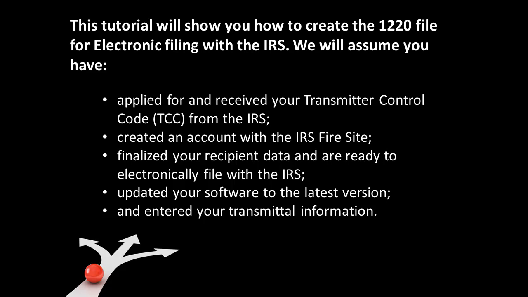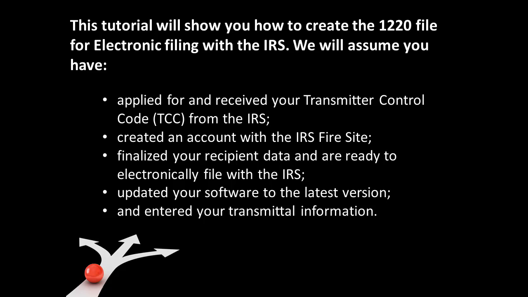For the purpose of this tutorial, we will assume you have applied for and received your transmitter control code, or TCC, from the IRS, created an account with the IRS FIRE site, finalized your recipient data and are ready to electronically file with the IRS, updated your software to the latest version, and entered your transmittal information.